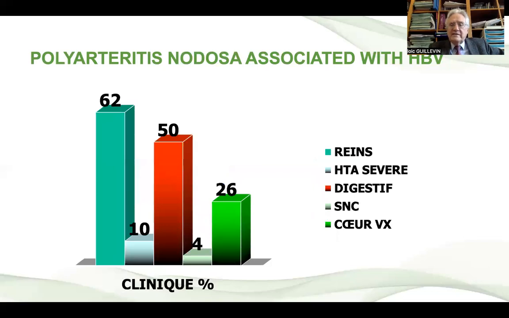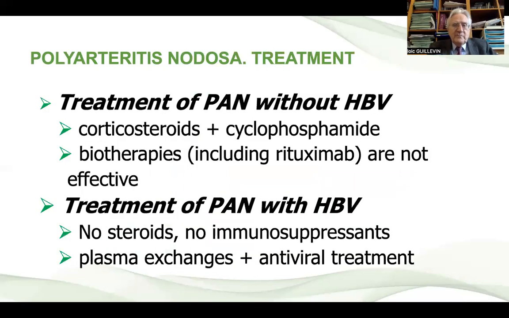And when you look at the other manifestations, you can see the high frequency of kidney involvement with this vascular nephropathy, the hypertension, but now it is a symptom which is well controlled, GI involvement, which is more frequent than in the other patients, and very rarely central nervous system involvement, and sometimes heart involvement.